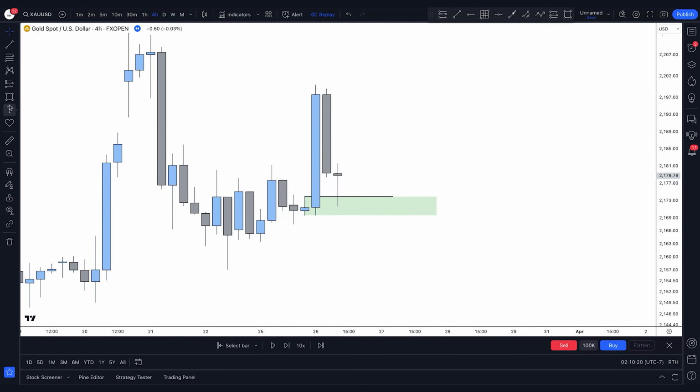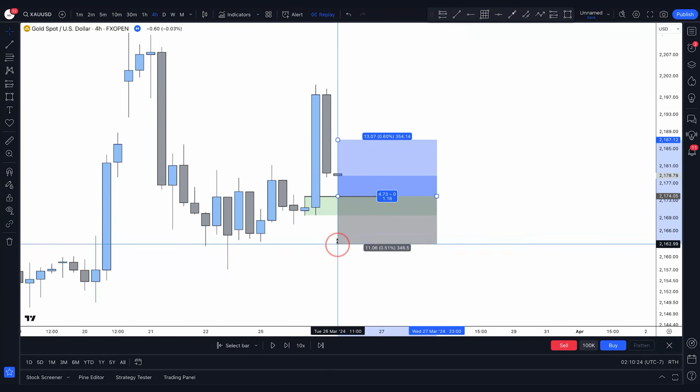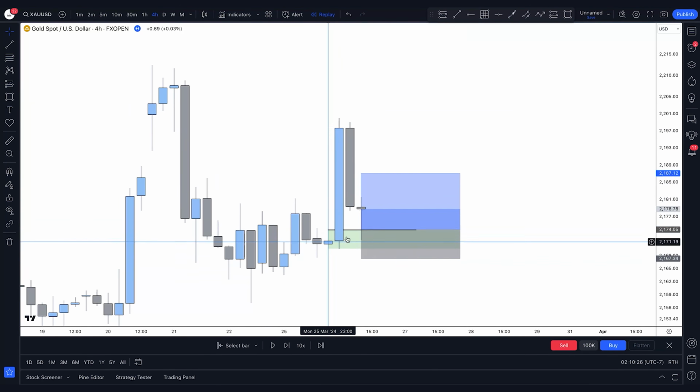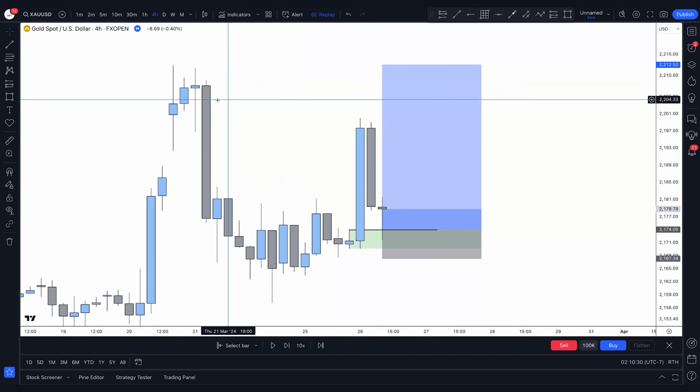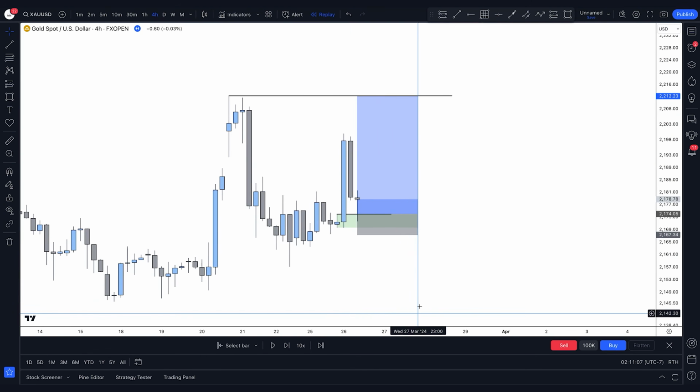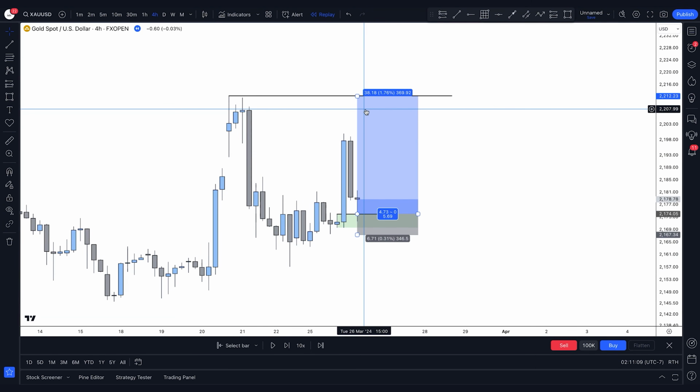And now that the imbalance is filled, we would be looking for a buy. So our entry would be on the demand zone, our stops would be below the previous low, and our targets could then continue on upwards to tackle new areas of liquidity or open imbalances. So because we're in an uptrend, we can use the highs for targets.